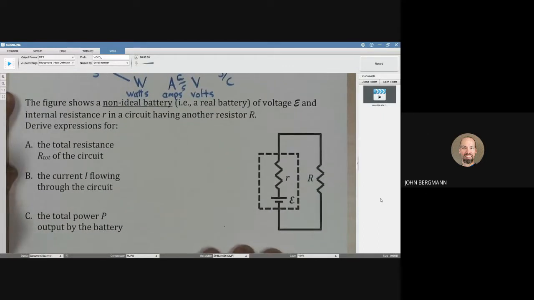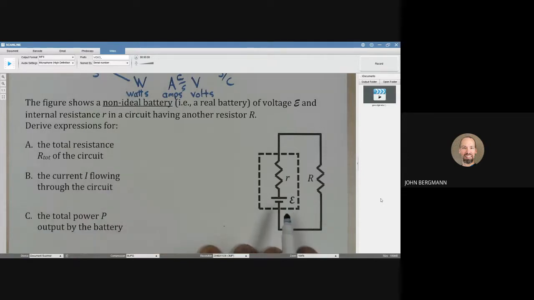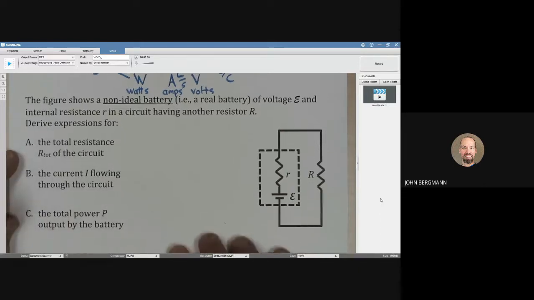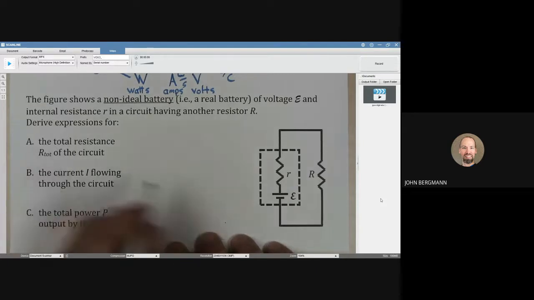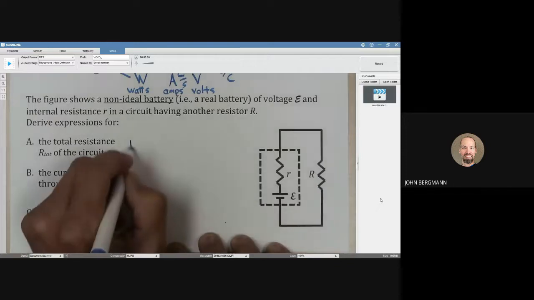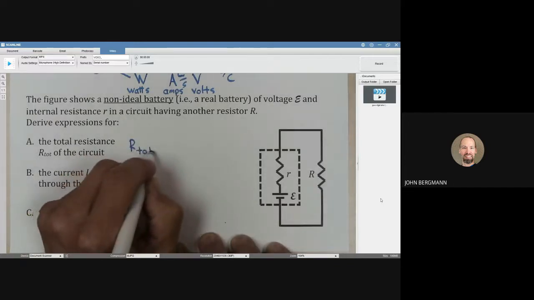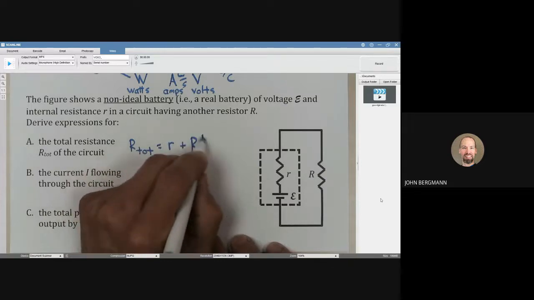This figure shows a non-ideal battery, a real battery of voltage E and internal resistance little r in a circuit that has another resistor, capital R. Let's derive expressions for the total resistance of this circuit. Whenever you have resistors in series, one after the other, then the total resistance is just going to be the sum of those, little r plus big R.